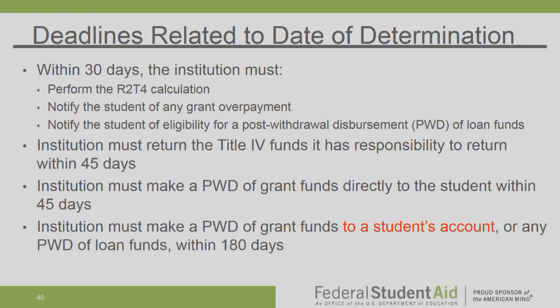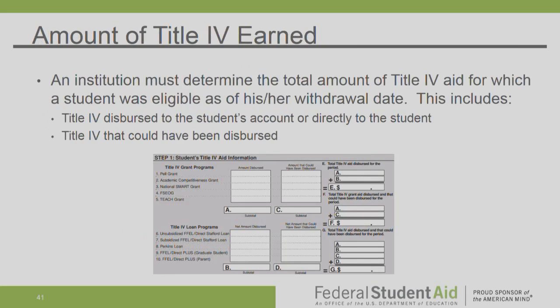And please note that a grant overpayment, as we said earlier, will make a student ineligible for Title IV aid until it is handled. So it's imperative for a school to notify a student as quickly as possible. As we discussed earlier, an institution must tally all the Title IV funds that were disbursed or could have been disbursed as of the date that the student withdrew. That total is what is used to calculate the amount of funds that the student has earned.